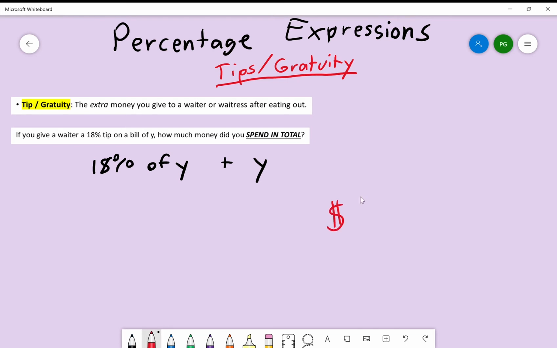Remember, you pay money to the restaurant and you also pay money to the waiter.